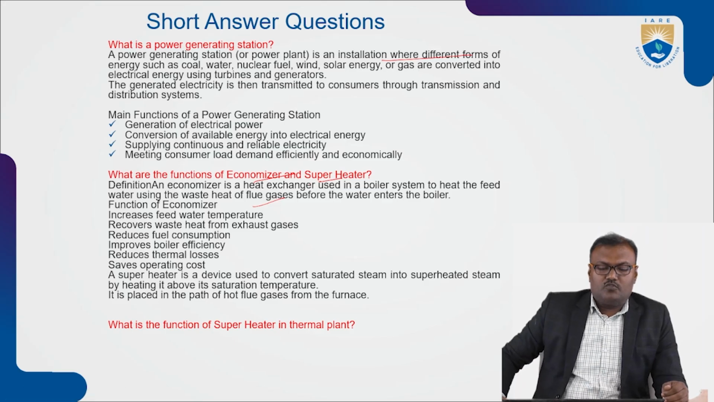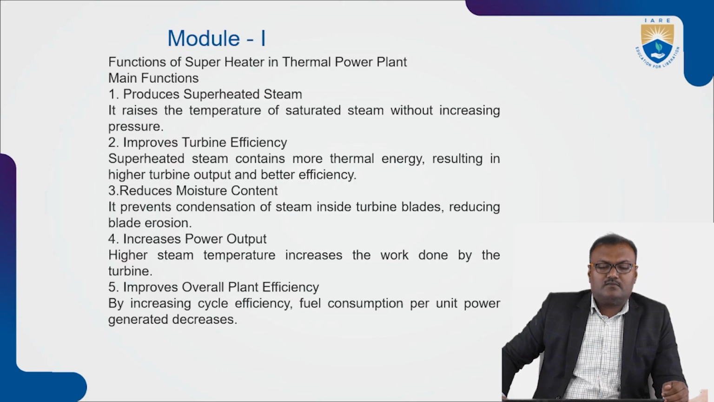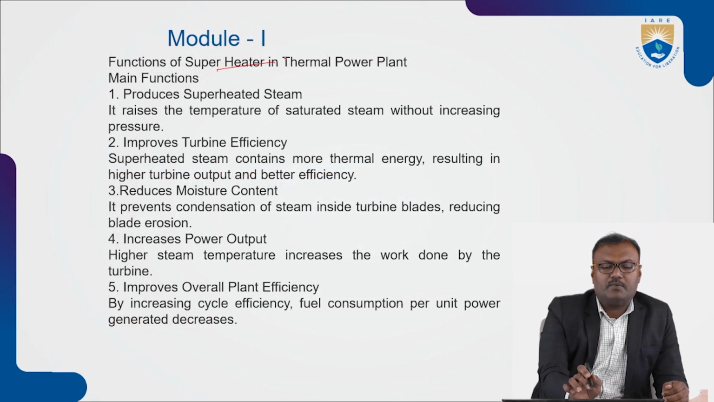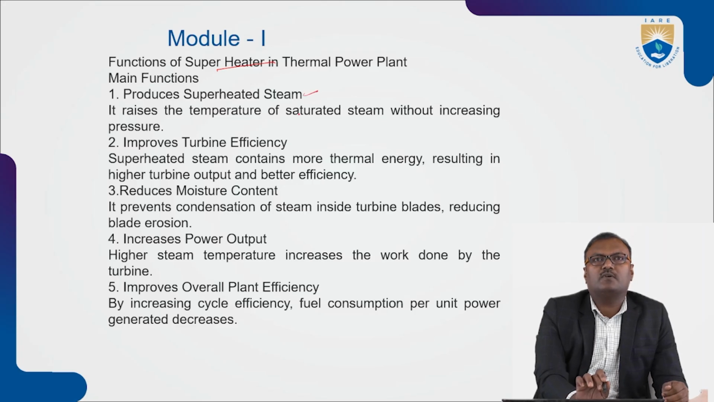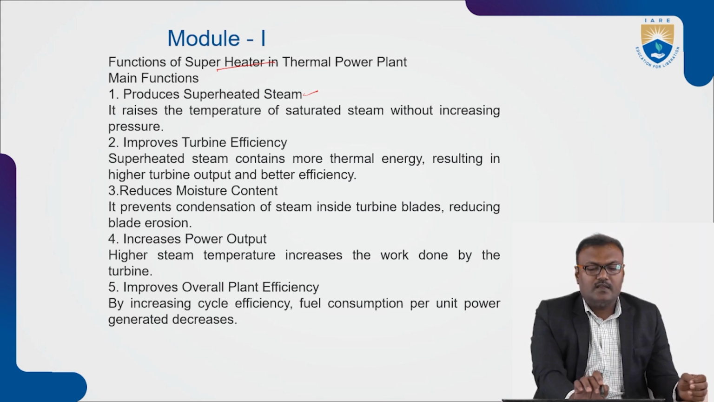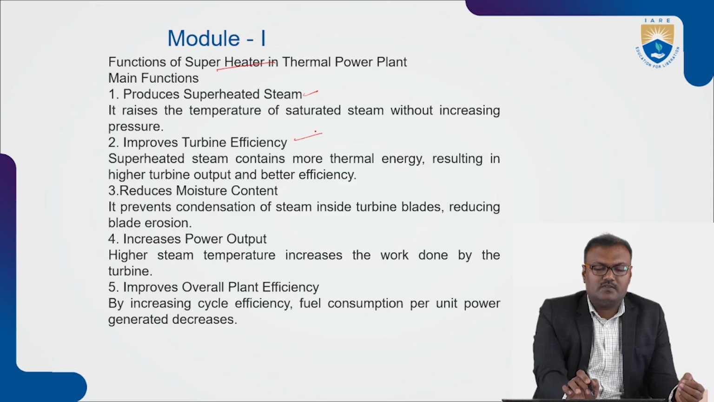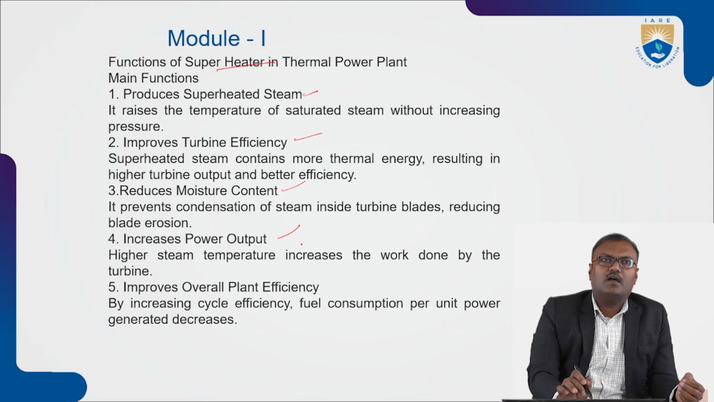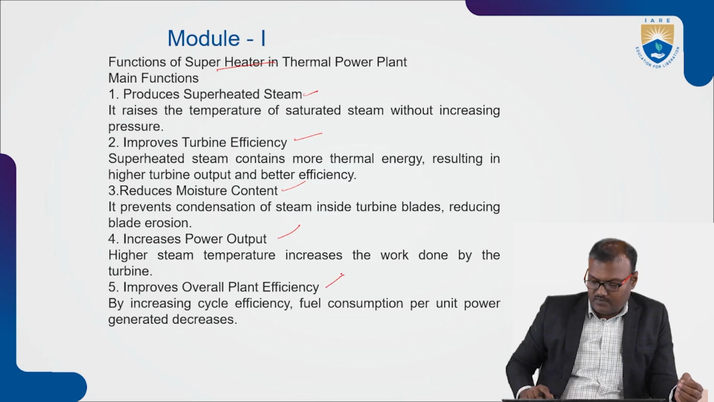Next one is superheater. The function of a superheater in power plants is to produce superheated steam. That is, the steam may have some wet content. That wet content is to be removed in order to allow it through the turbine blades, which improves turbine efficiency, reduces moisture content, increases power output, and improves the overall efficiency of the system.